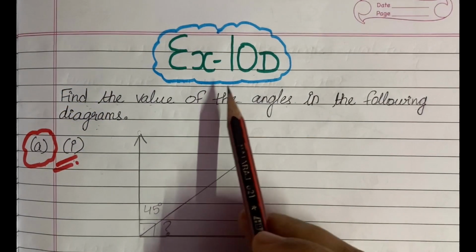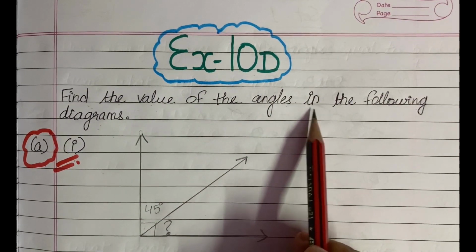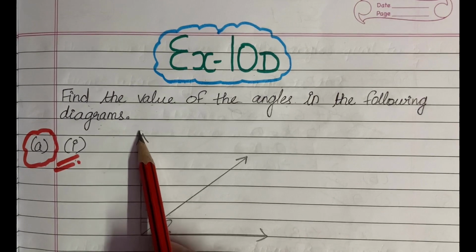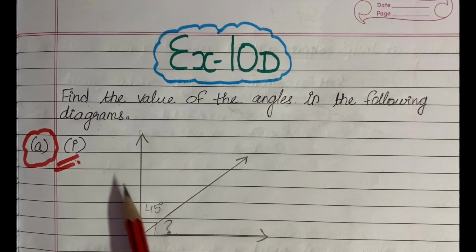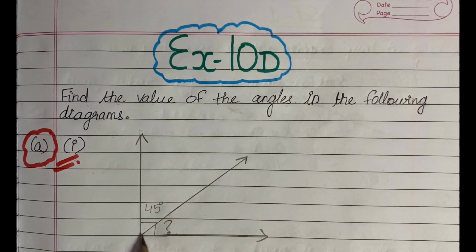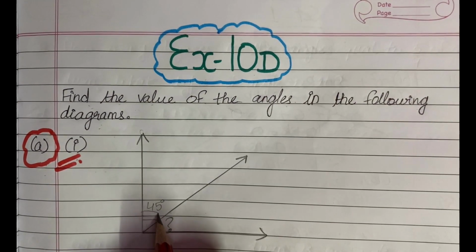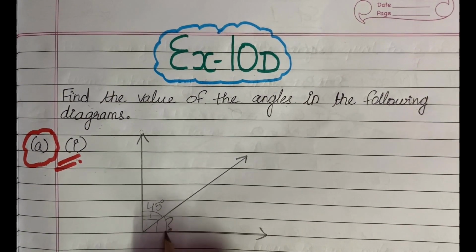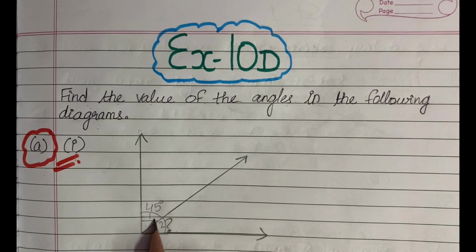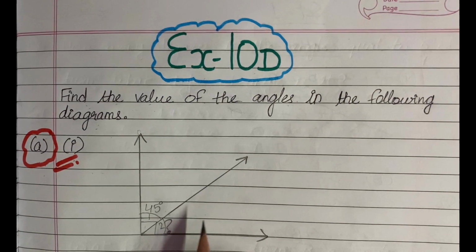Now exercise 10D, and it says to find the value of the angles in the following diagrams. Question A, first part, the diagram is shown to you, and in this diagram this whole angle is 90 degrees, and this whole angle is divided into two parts. This is the first part, name it as 1, and this is the second part. Angle 1 is 45 degrees and angle 2 is question mark. That means you have to find the value of angle 2.